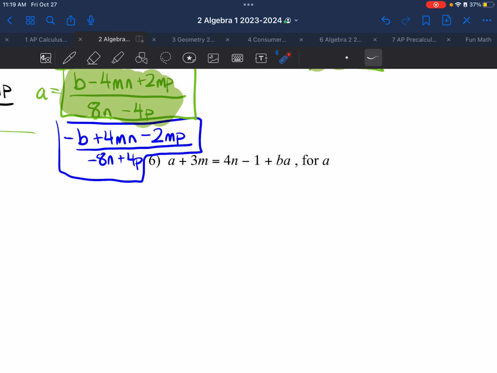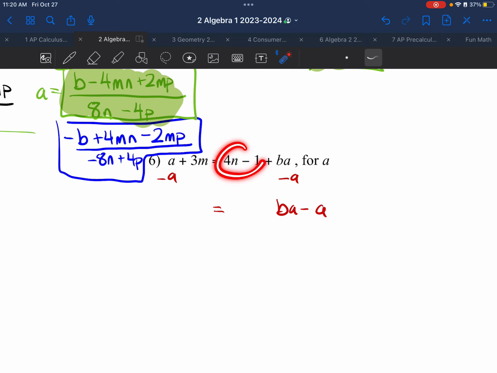It doesn't really matter which side I choose. Let's just choose the right side. So I'm going to get rid of this A and move it to the right side by subtracting A, which means I have this BA minus A on the right side of my equal sign.